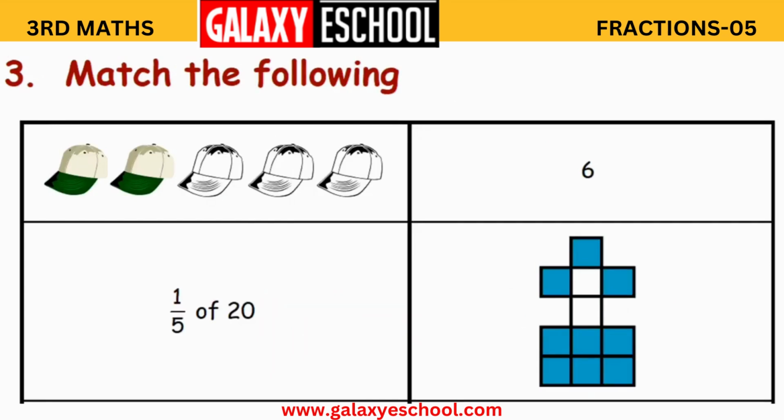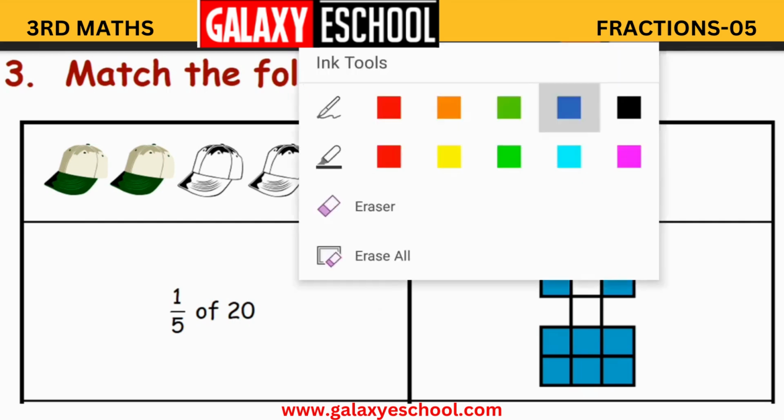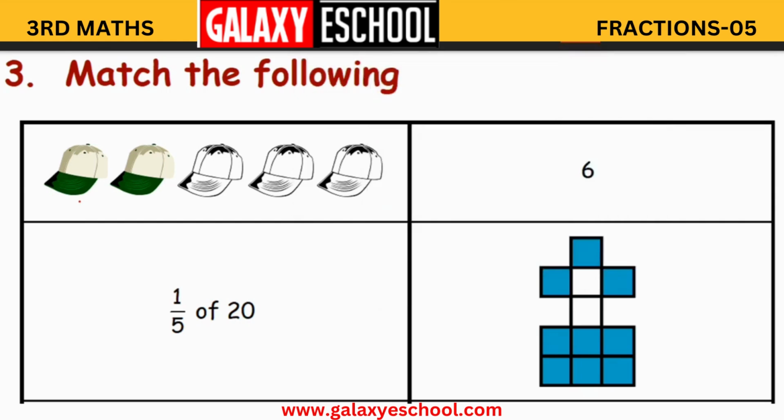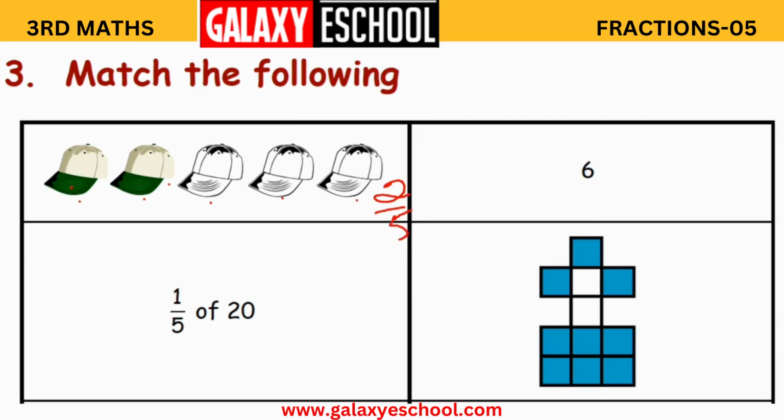Now, match the following. What should we do, children? We should match the following. Now, if you look at the first one, we are having 1, 2, 3, 4, 5 caps. So, the denominator will be 5, out of which 2 are colored. So, 2 by 5 is our fraction.